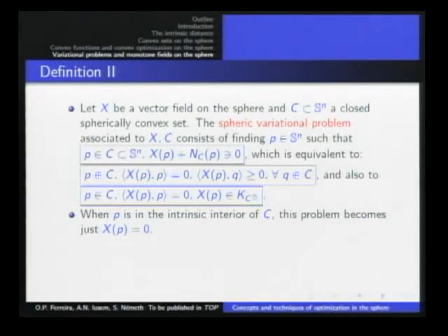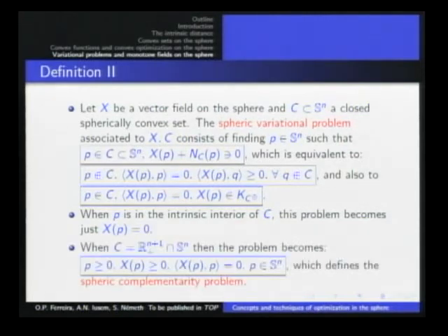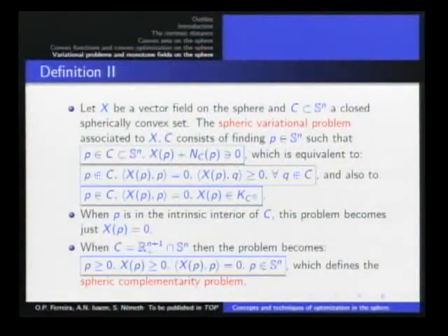Of course, when P belongs to the intrinsic interior, the problem is just to find the zero of the field, the same as in the Euclidean case. When C is the intersection of the sphere with the positive orthant, we get this. P has to be positive, the vector field has to have all components positive, and the scalar product has to be 0. So this is the so-called spheric complementary problem.